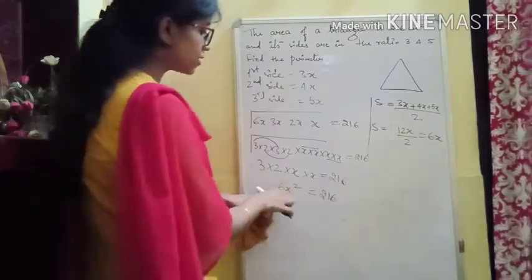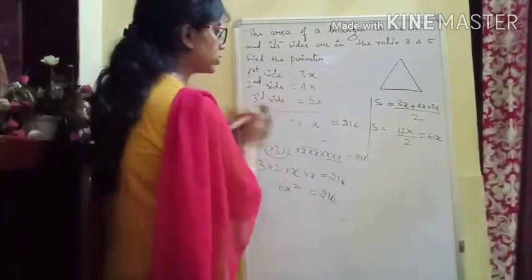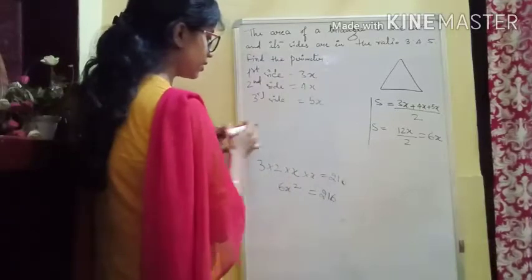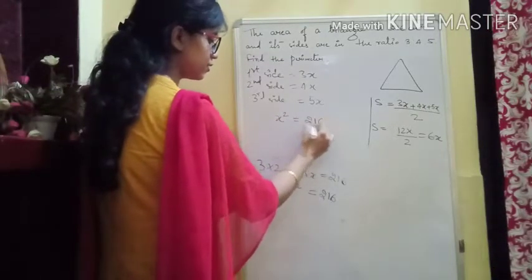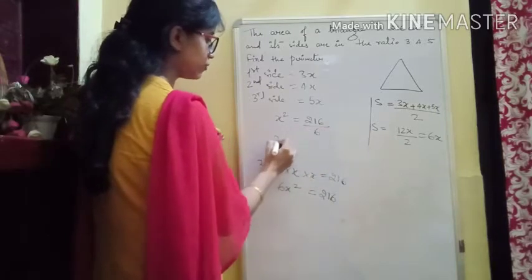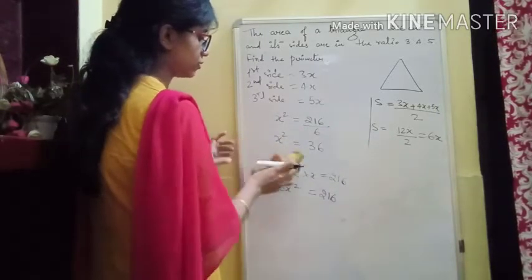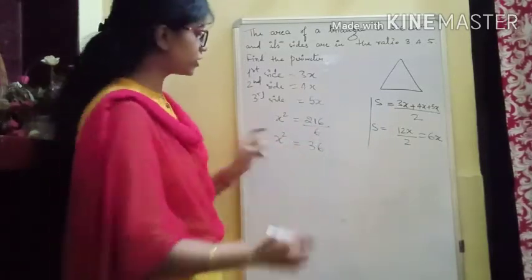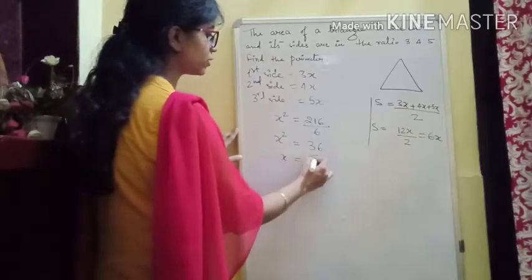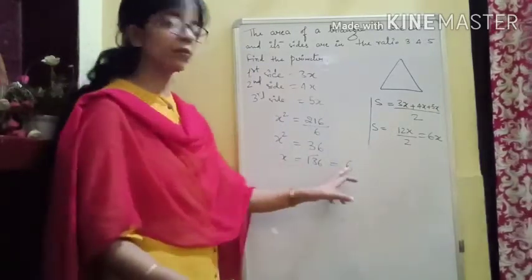Equals 216. See, this 6 is in multiply, it can go to the right hand side and it will come in divide. So you can see this is x square equals 216 divided by 6, which is 36. When you divide 216 by 6, that will give you 36. Now to calculate x, it will be the square root of 36, and that means it will be 6. So the value of x is coming 6.